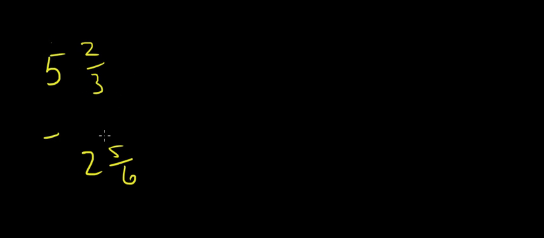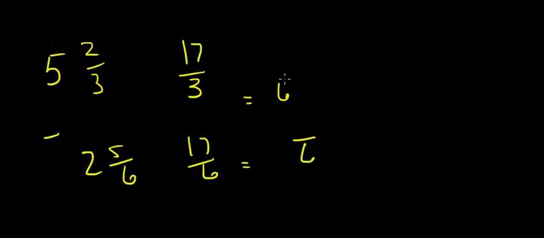So now here's what we want to do to solve for this. We want to make this an improper fraction. 5 times 3 is 15, plus 2 is 17. So we have 17/3. And here we're going to have 6 times 2 is 12, plus 5 is 17/6. Remember, we have to have a common denominator. So we've got to find the least common multiple, which happens to be 6 in this case.